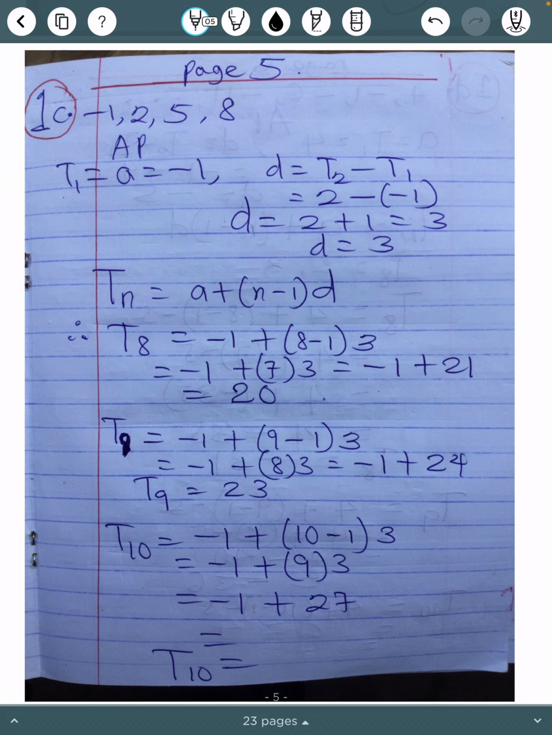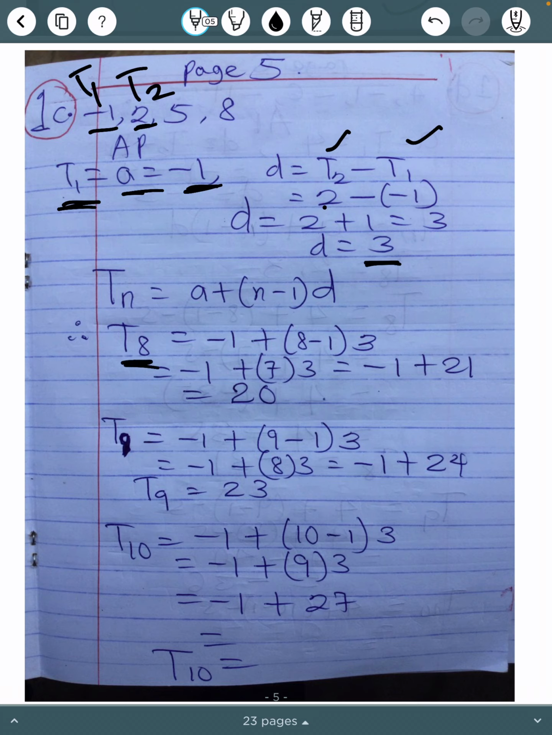Look at question C. Minus 1, 2, 5, and 8. The first term is a, which is minus 1. So that means your common difference is T2 minus T1. The first term here is T1, and the second term is T2. The first term is minus 1. The second term is 2. So that gives me 2 minus minus 1. Minus times minus is plus. That gives me 2 plus 1, 3.